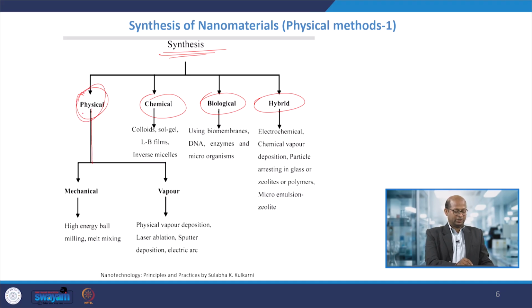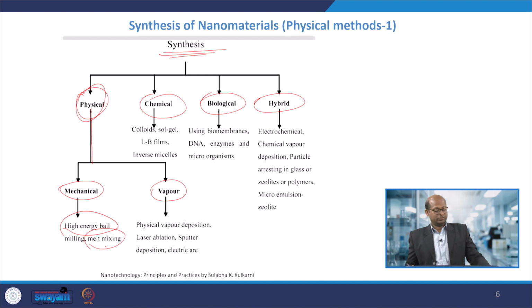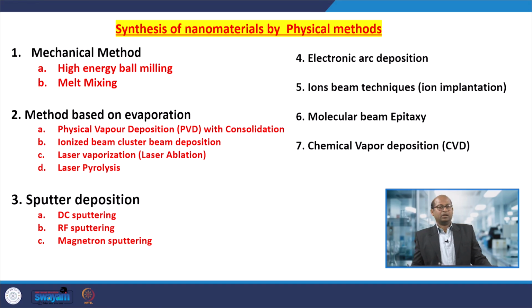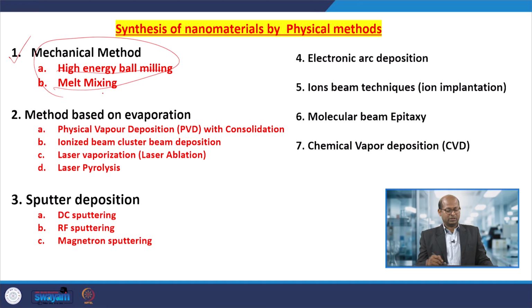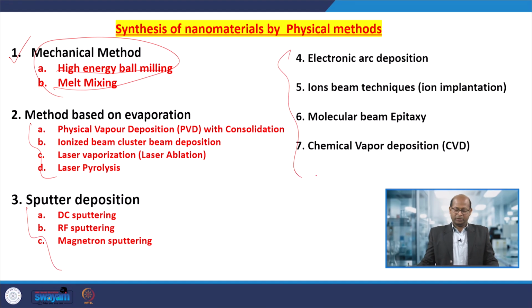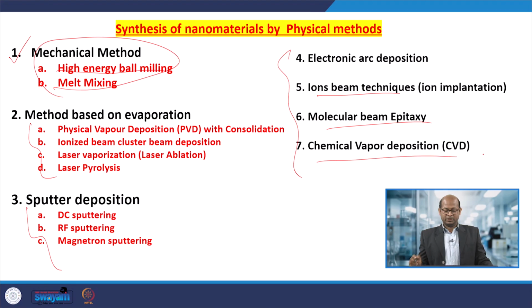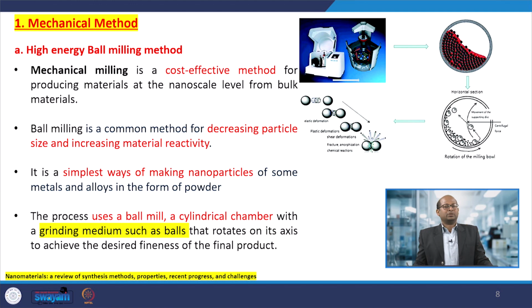Among physical methods, there are mechanical or vapor methods. The physical methods here are high energy ball milling and melt mixing. This method is very useful for industrial applications and bulk scale material preparation. Later we will discuss other methods based on evaporation, sputtering, electric arc deposition, ion beam techniques, molecular beam epitaxy or CVD. Let us start with the mechanical method.